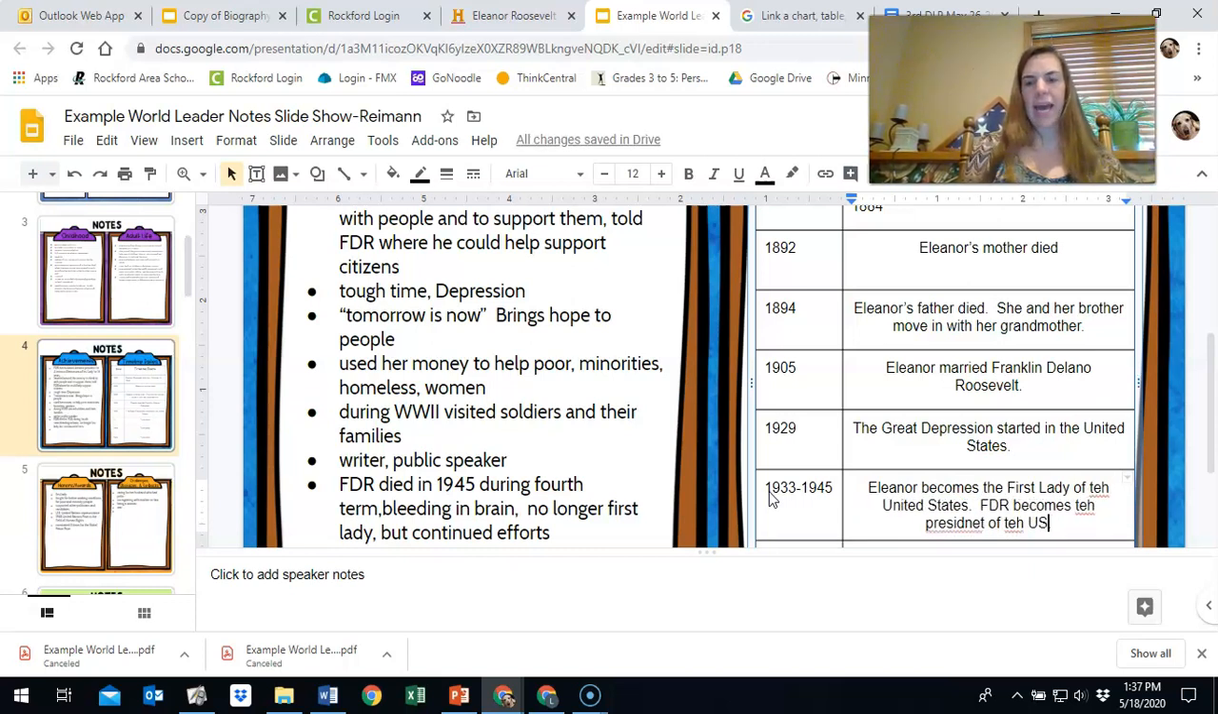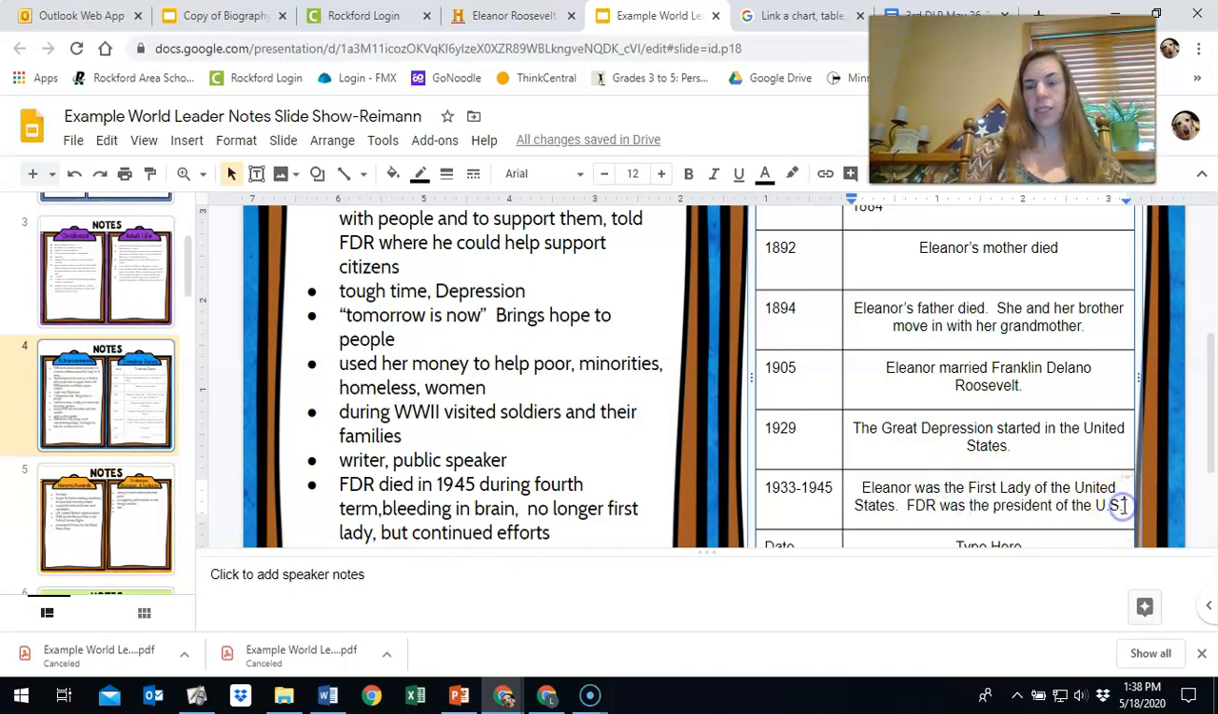Now, as you can see, I have some words here with red lines under them, and those are words that I need to go back and I need to edit. So also take a look at your other final report. Do you have words that are misspelled? So going back and fixing them, because even though I type really well, sometimes we make mistakes. So I need to go back and I need to change it. Eleanor became, actually, I want to make sure it's in the past tense, became the First Lady of the United States. FDR became, and actually I'm going to change this to be was.